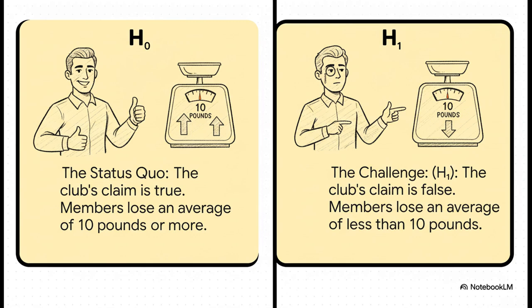Here's how the trial is set up. The null hypothesis, the club's claim, is that members lose an average of 10 pounds or more. But our challenge, the alternative hypothesis, is that the club is exaggerating, that members actually lose less than 10 pounds. The courtroom is now officially in session.